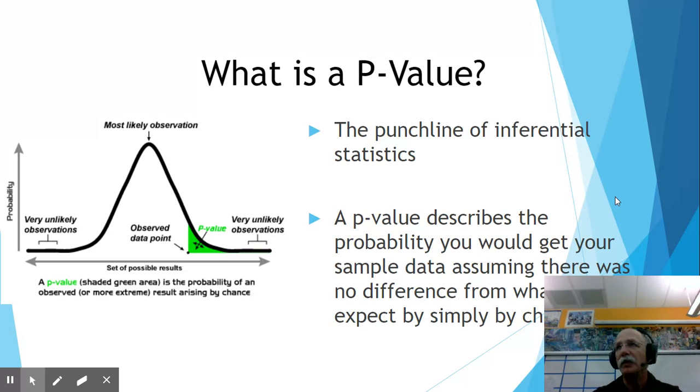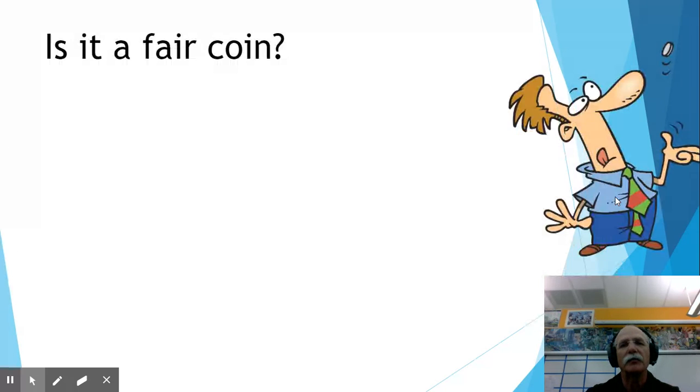But what a p-value does, it describes the probability that you would get the sample data that you collected if there really was no difference in the population that you drew it from, right? Or if nothing's going on, or there's no relationship between X and Y, or what you were observing is no different than what you'd expect, right? So here's a more simple and concrete way to think about that.